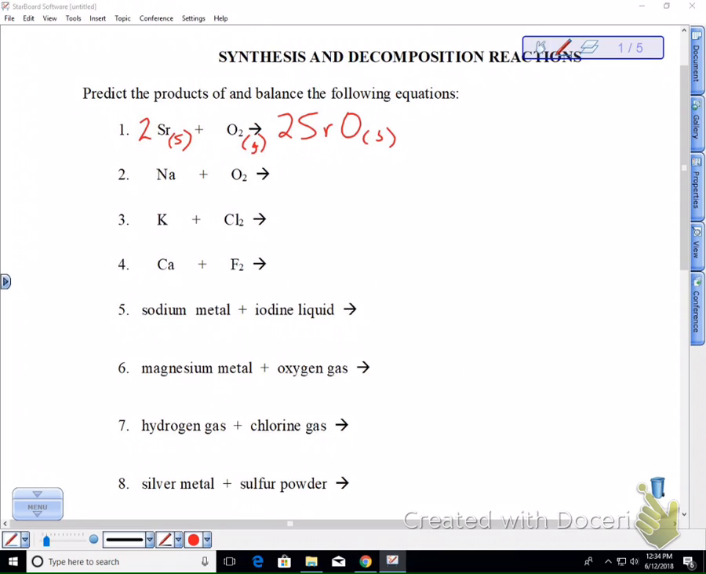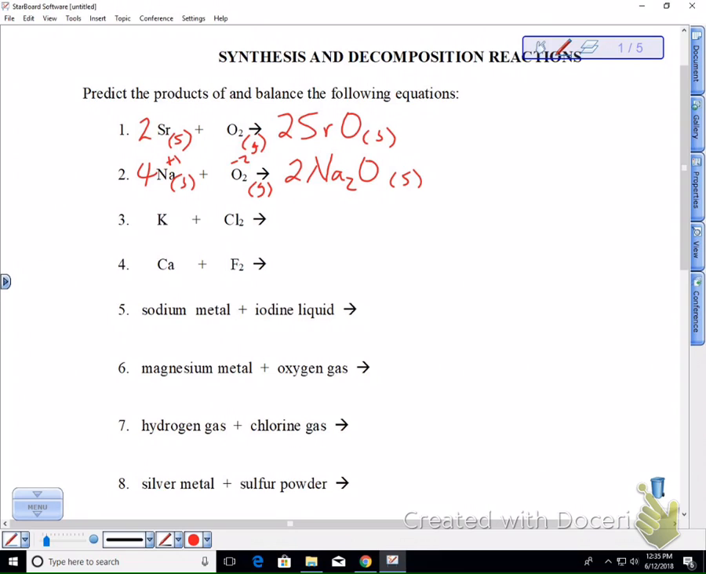On to number 2, sodium and oxygen. Those are again free elements. So I know that sodium is +1, oxide will be -2. This time it'll be Na2O. And that would also be a solid. We'll go back and put our states of matter here. And then we need to balance that with a 2 here for the oxygens, and then a 4 for the sodiums.